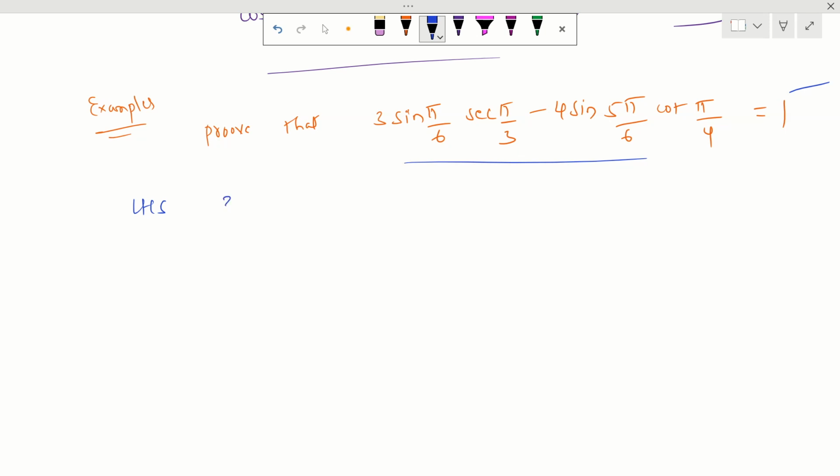Now this sine pi by 6, I'm just writing the direct value here.